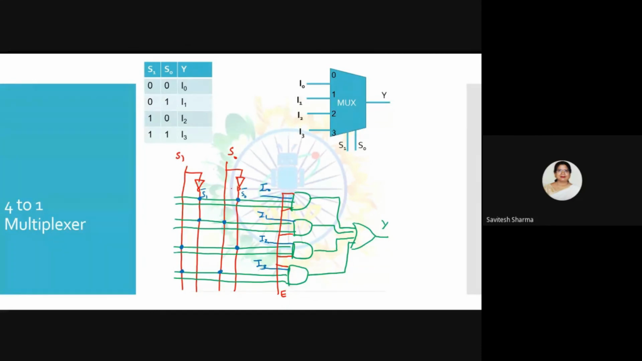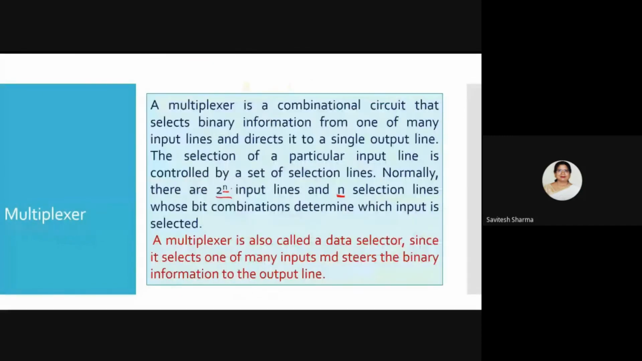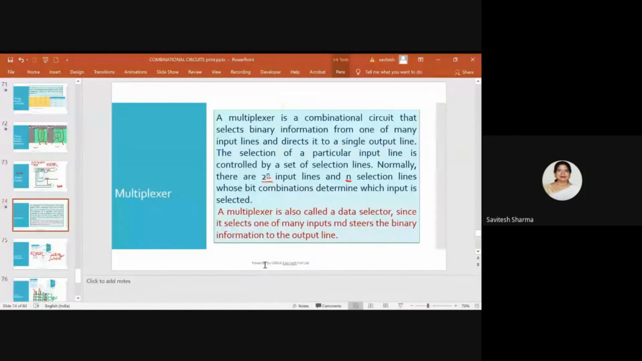Any doubt? Any doubt in this explanation?